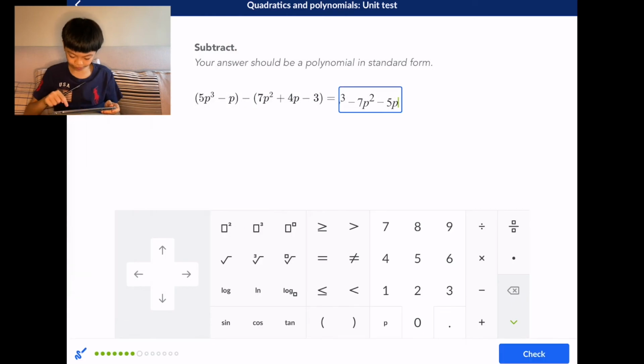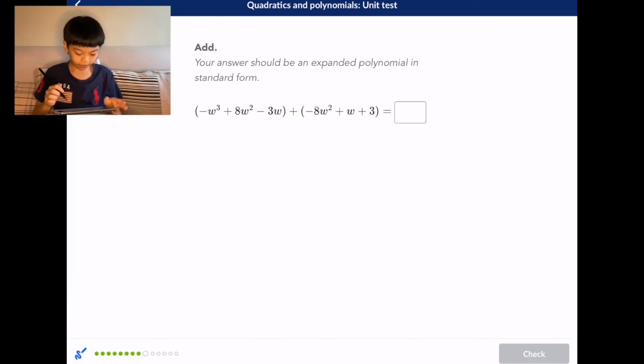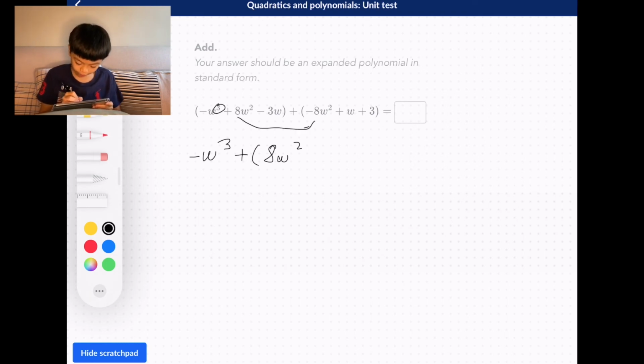And later plus 3. That's true. It works. Now this is addition. So what you have to do, find the biggest number, which is minus w to the power of 3. So we'll write minus w to the power of 3 plus 8w squared. I'll put a bracket, 8w squared. The reason I put a bracket is because there are 2 w squares over here.